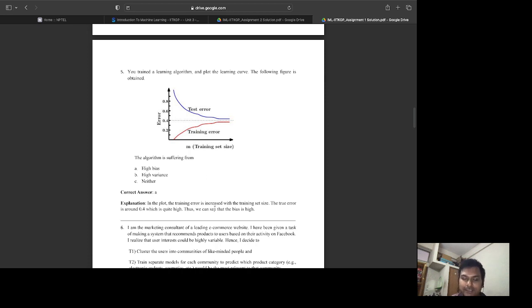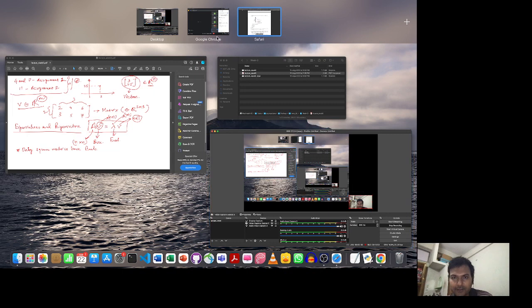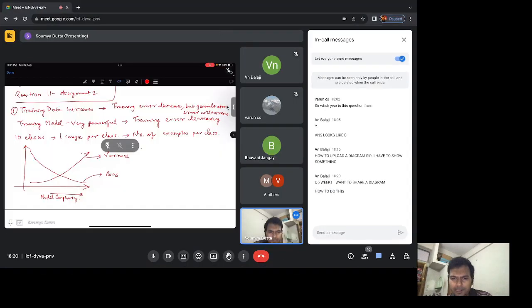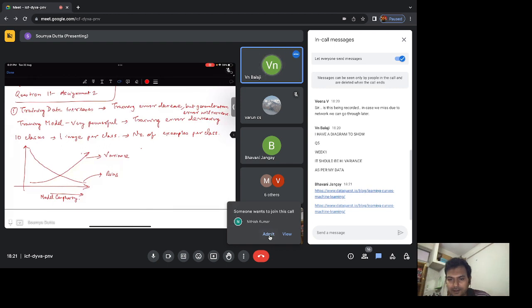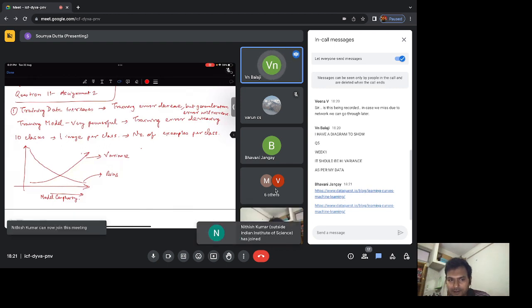Yeah, so the correct answer for this is high bias, because your training error is also very high, which means that your model is not learning that much from the training set. But what I see on the web is that it is high variance. Bias will come when you go to a training set far away from what you are showing.